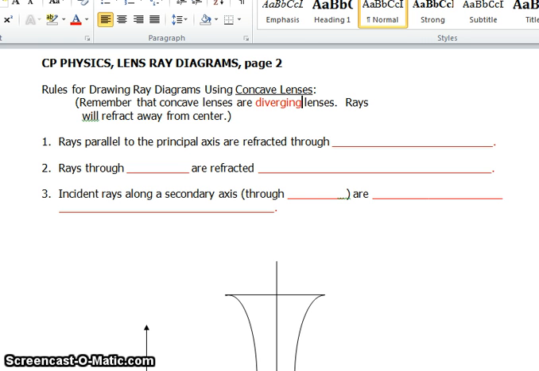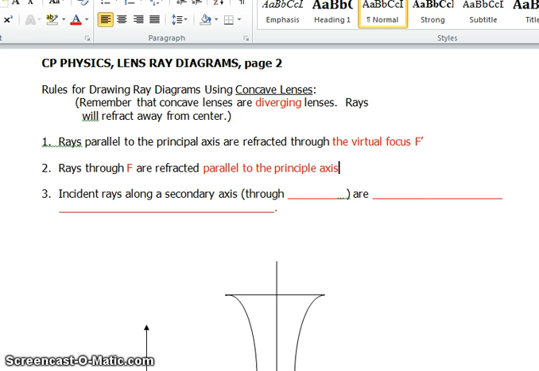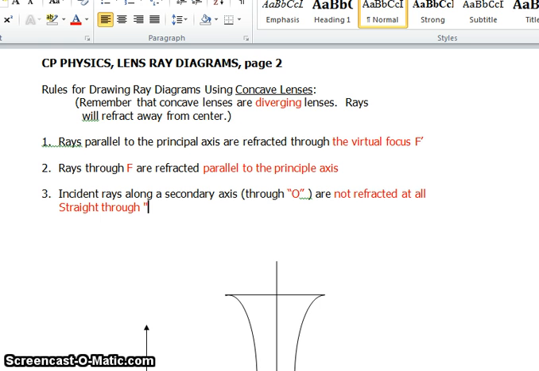So the rules for concave lenses: you draw your incident ray parallel to the principal axis, and it is refracted through the virtual focal point, F prime. You then do an incident ray that goes through the real focal point, which is F. This is refracted back parallel to the principal axis. Your third ray, the same way it was for convex lenses, goes through the optical center O, and it is not refracted at all. It just continues moving in a straight line from O.